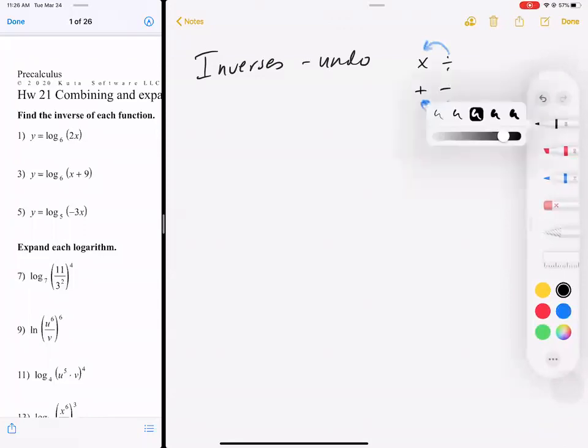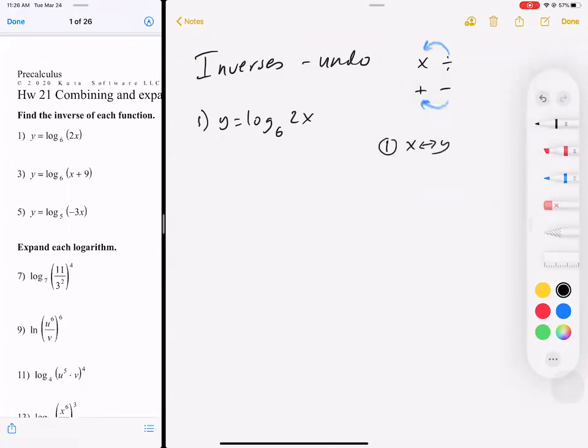And to write an inverse function, let's start with number 1. Y is equal to log base 6 of 2x. So our goal is to write this inverse function, meaning this opposite function, our undo function. Step 1 is to change all x's to y's and y's to x's. So our y becomes an x, log base 6 of 2y. And you notice I changed all my x's to y's and my y's to x's.